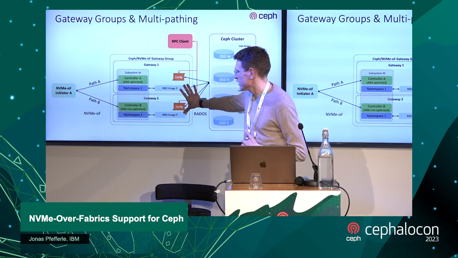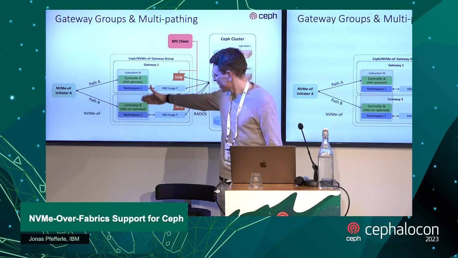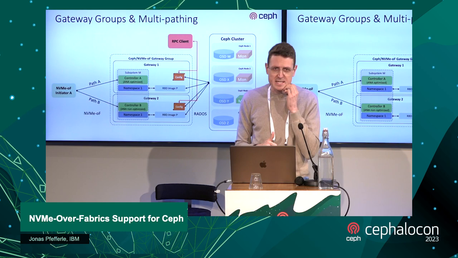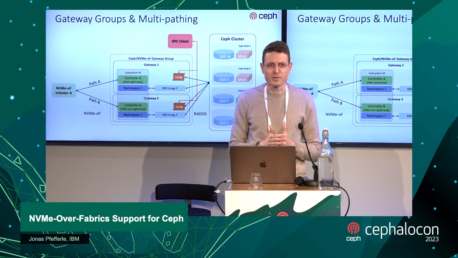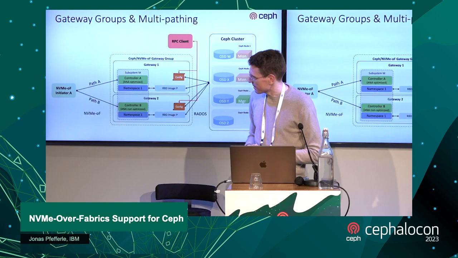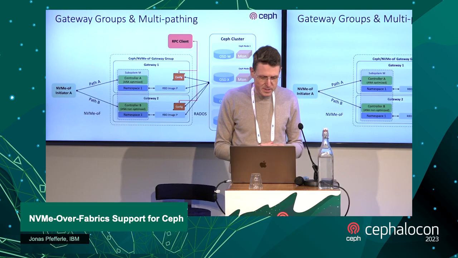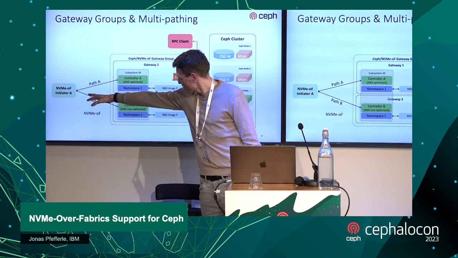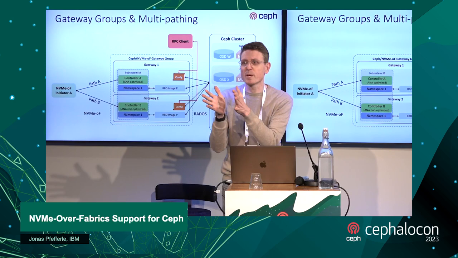Then there is an addition to the spec called asymmetric namespace access, which is essentially just a way to control to which gateway or target you want your traffic to go. There are, I think, 5 different states they can be in. The 2 main ones are ANA optimized and non-optimized, which means the optimized one is the preferred path. Typically, the kernel initiator, if it sees an optimized path, will pick it and issue all the IOs through the optimized path, right?